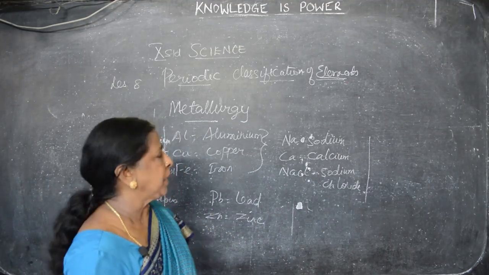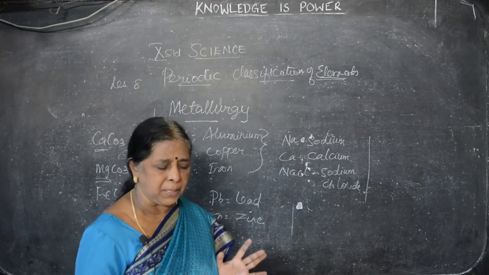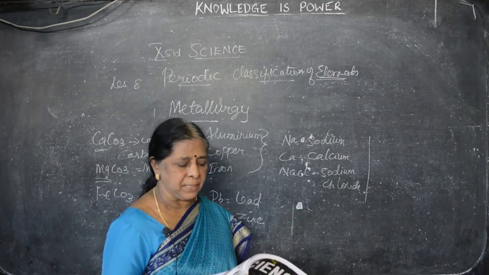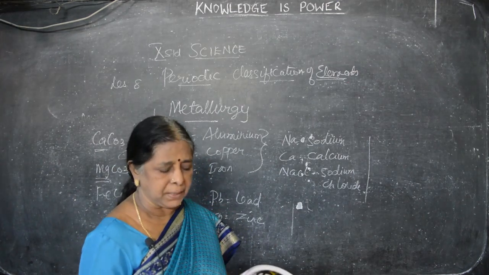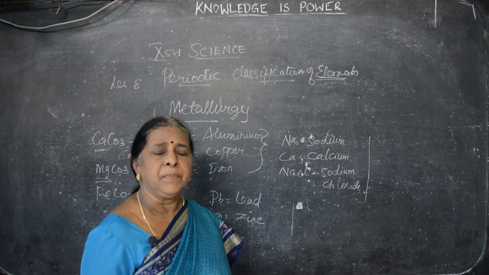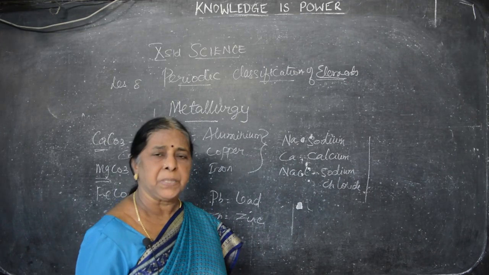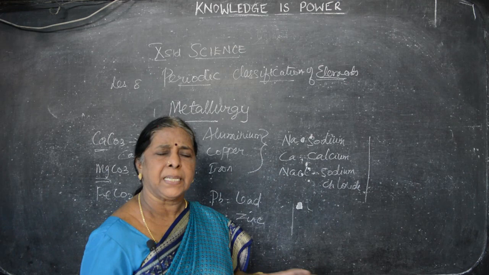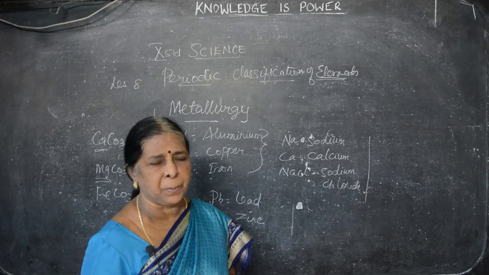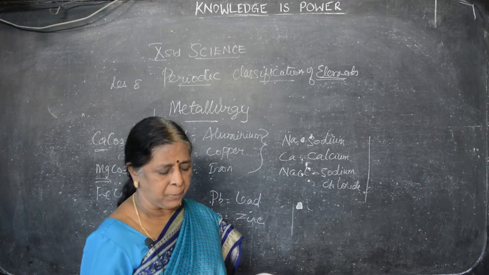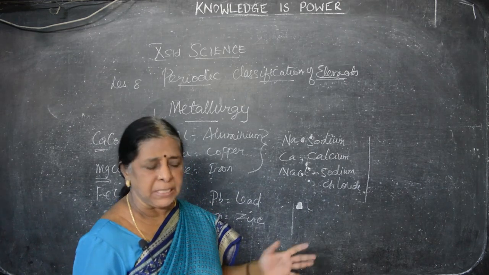And melting point and boiling point: they have high melting point and boiling point. Density: they have high density. Ductility means what? They can be drawn into wires. For example, gold: we make studs, bangles, rings and everything from that. That is ductility. Malleability: metals are easily malleable, they can be beaten into thin sheets.